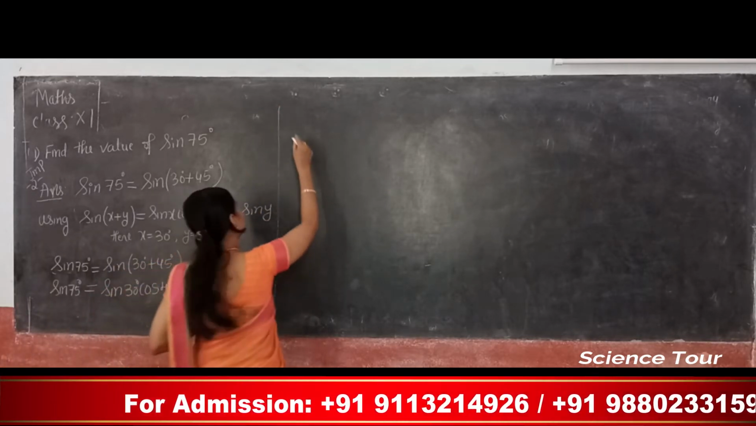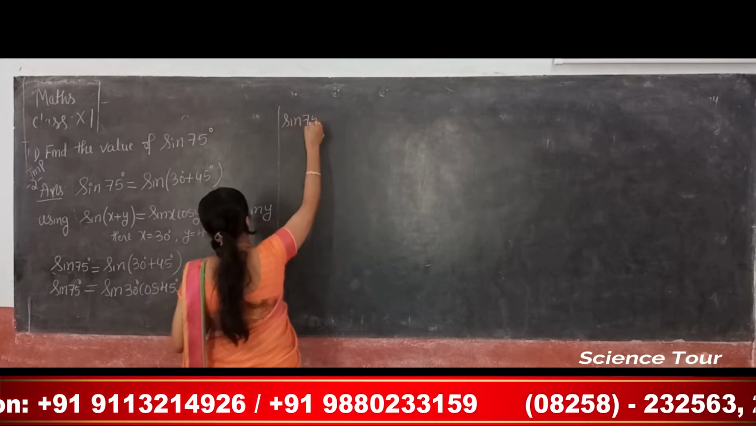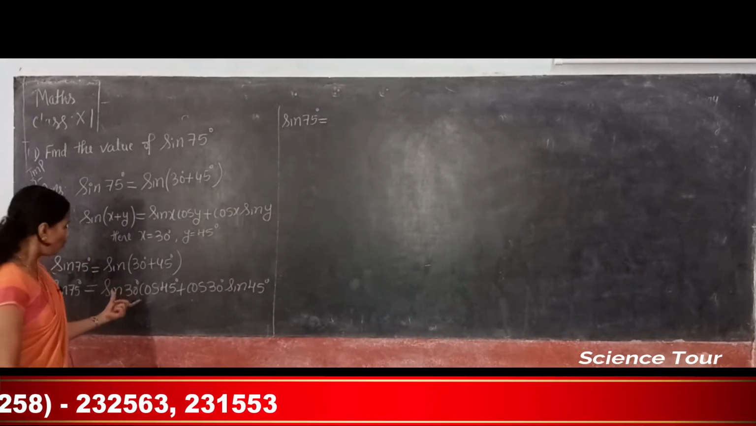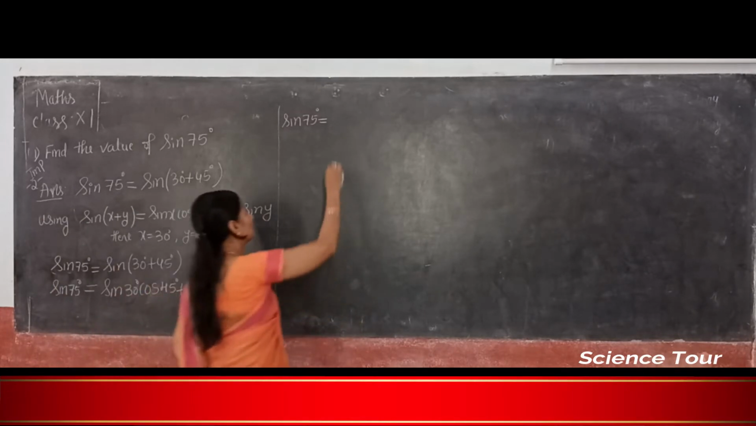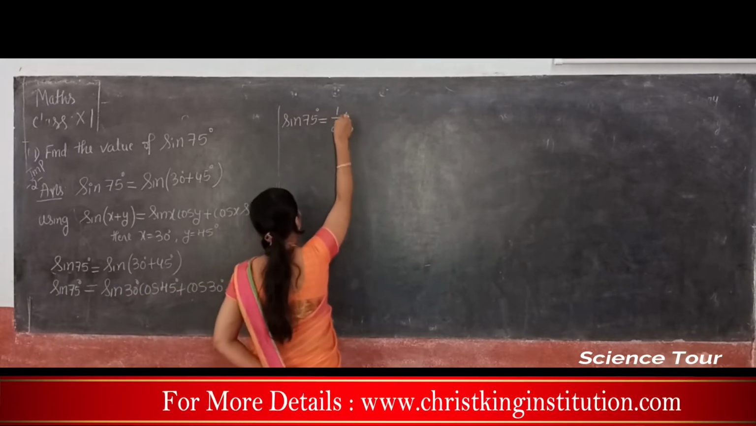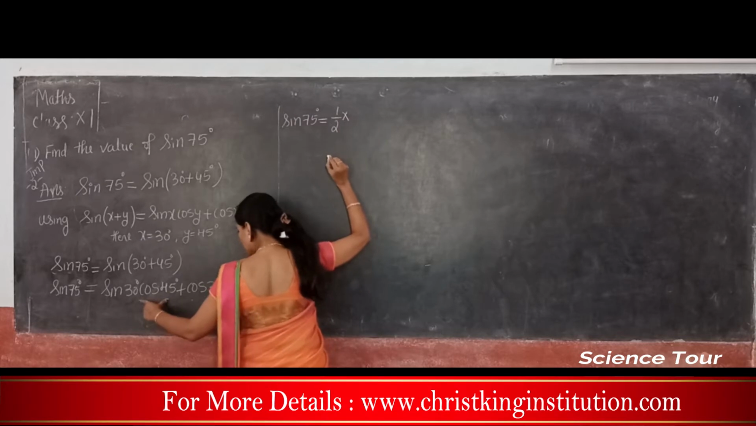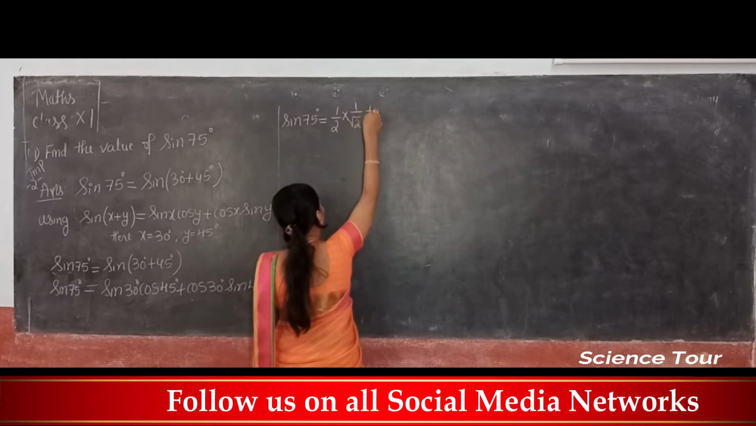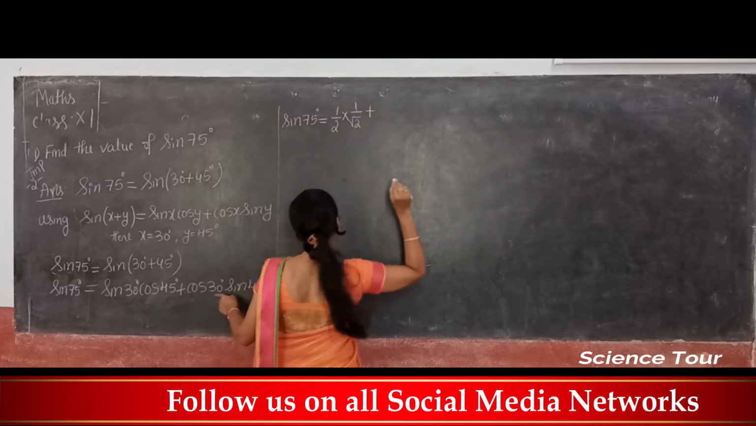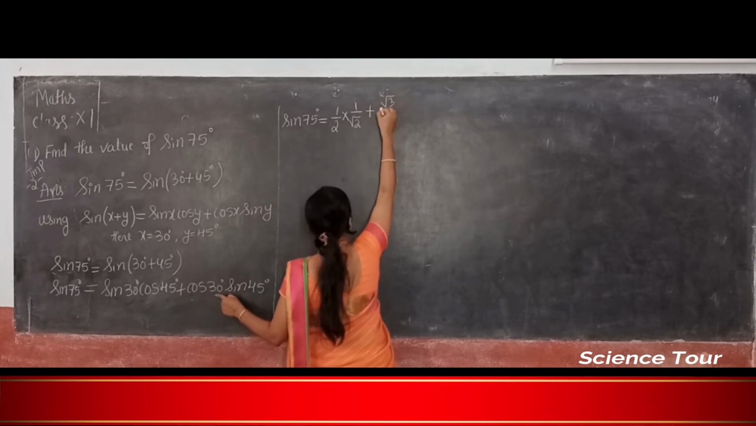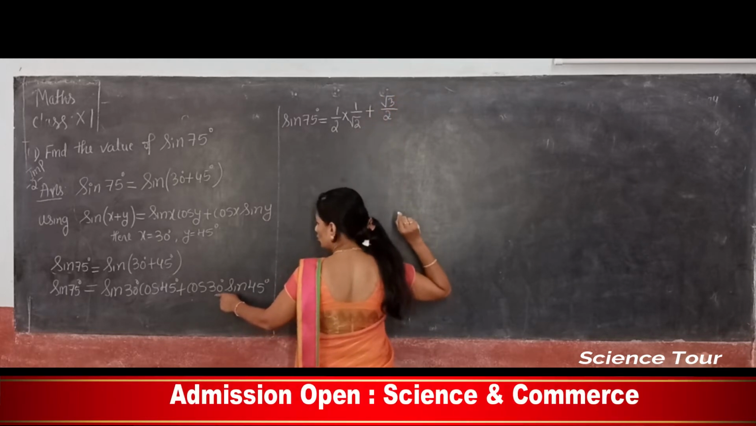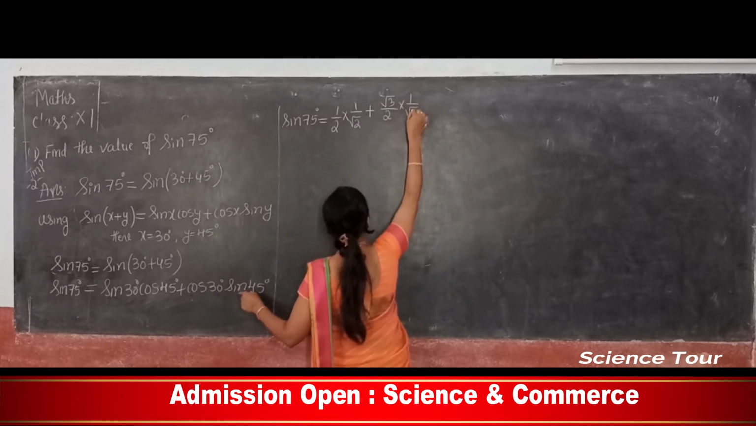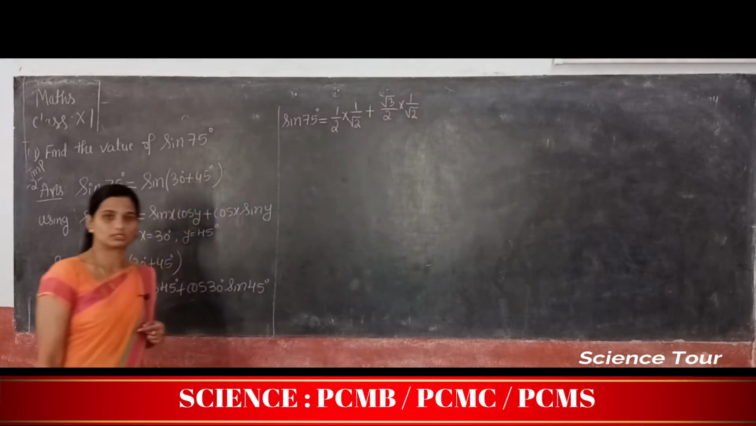So sine 75 is equal to sine 30. What is the value of sine 30? Sine 30 is 1 by 2. Is it right? Into cos 45. Cos 45 is what? 1 by root 2, right? Plus cos 30. Cos 30 is what? Root 3 by 2. Cos 30 is root 3 by 2. Sin 45 is 1 by root 2. So, substituting those values. Clear?